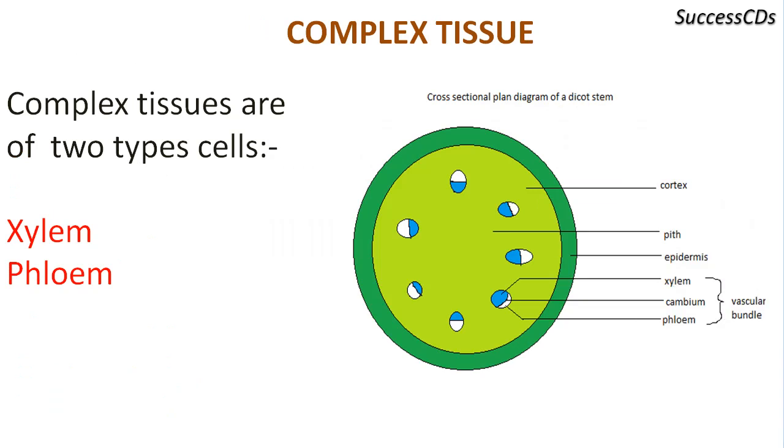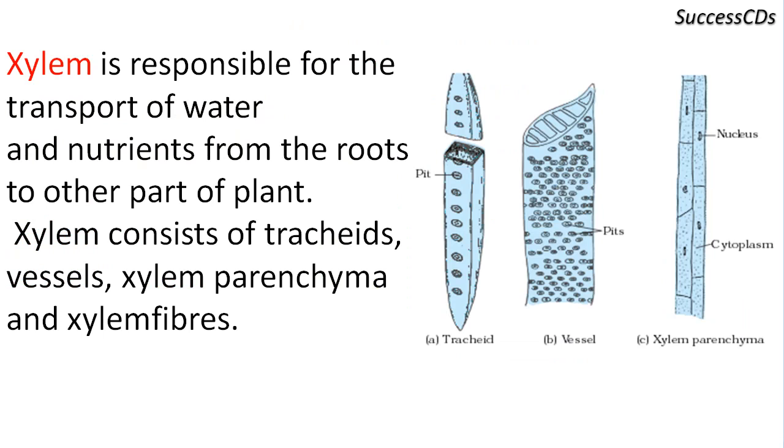Now let's see complex tissues. Complex tissues are of two types: xylem and phloem. Now one by one we will look into each. First is the xylem. Xylem is responsible for the transportation of water and nutrients from the root to the upper part of the plant. It is composed of four types of cells.